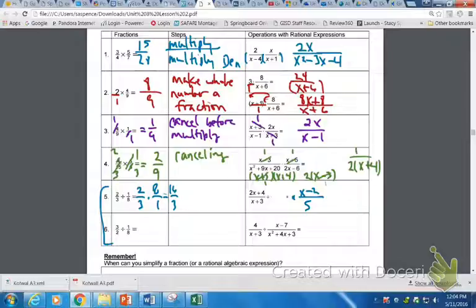How am I going to multiply the numerators together? FOIL, so go ahead and put your parentheses around them. 2x squared minus 8. Outer would be negative 4 and inner would be positive 4, so they cancel out. It'll just be 2x squared minus 8. And how are you going to do the bottom, the denominator? 5x plus 15. Yeah, I'm going to distribute.